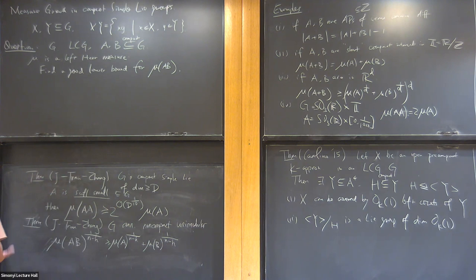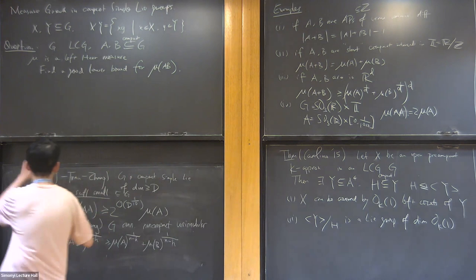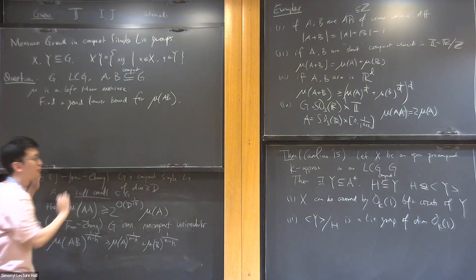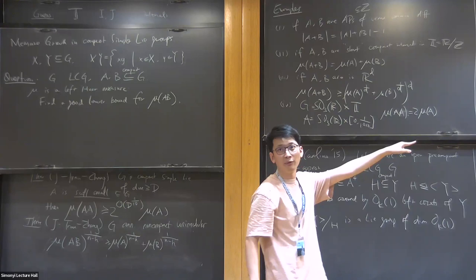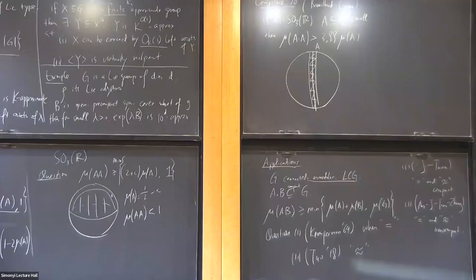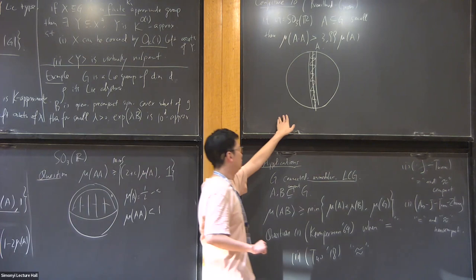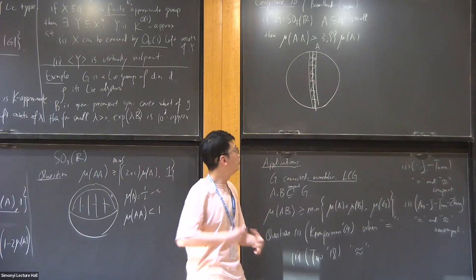The next question you probably want to ask is what is this? What is n minus h? What is n? What is h? Okay. So if you look at that example in SO3, you can see that if your set is a neighborhood of some compact subgroup, then hopefully your expansion is absorbed by this neighborhood.